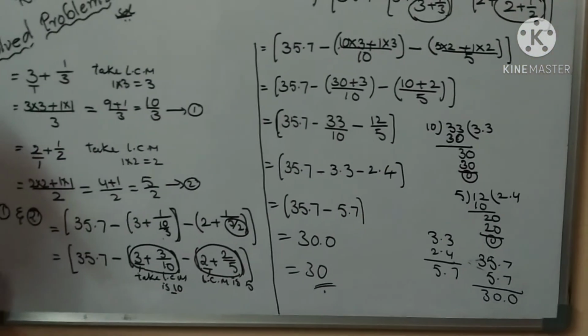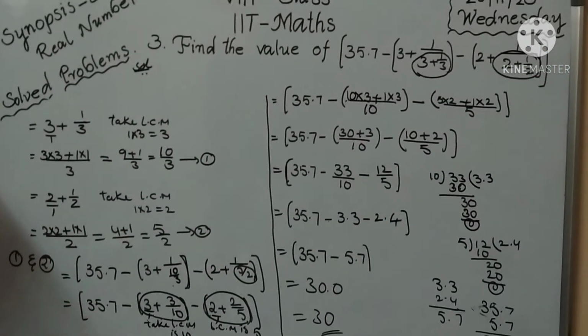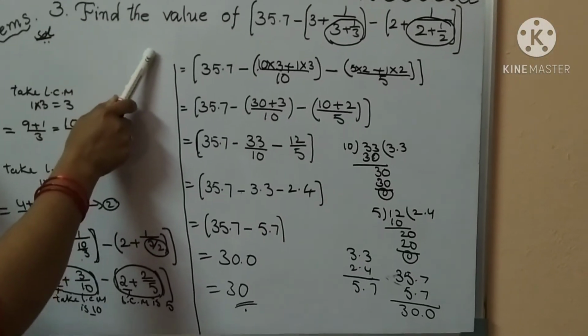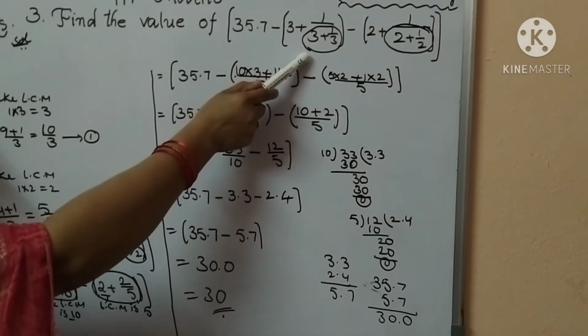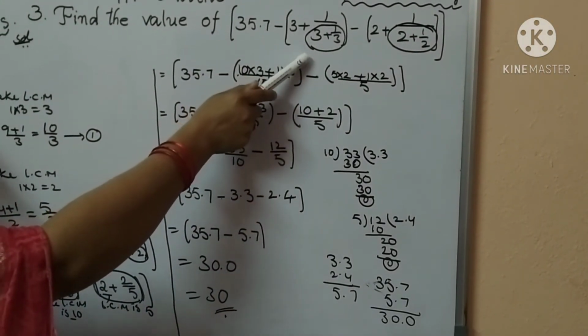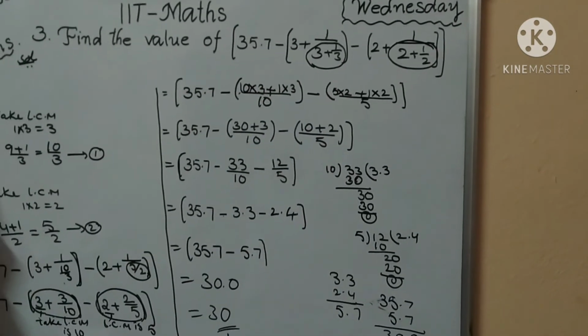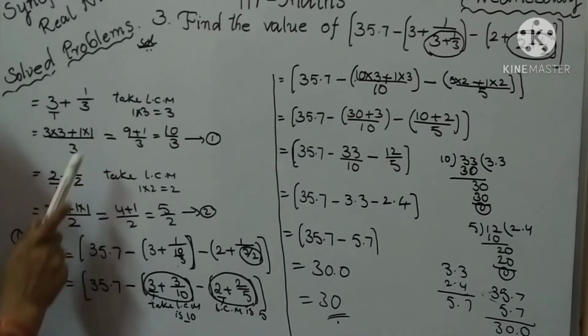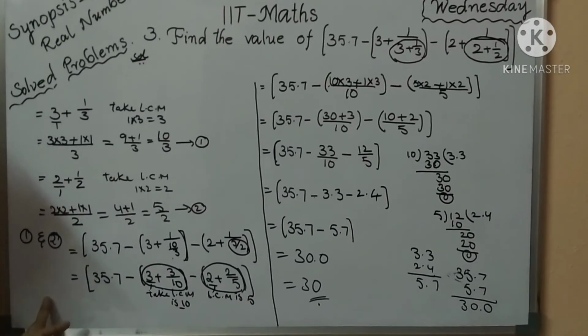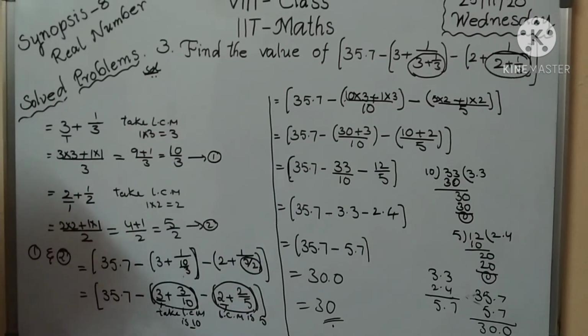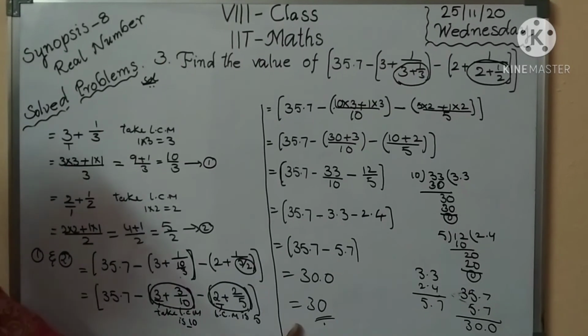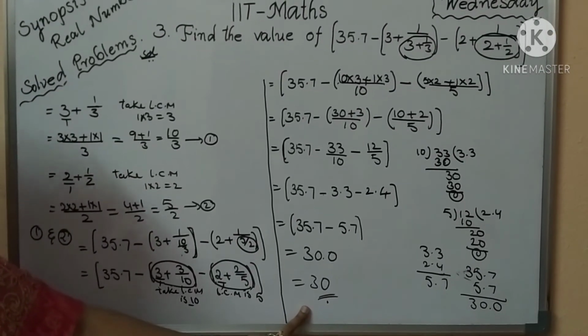Okay children, did you understand? First observe the problem. First change it to the simplest form. Here 3 plus 1 by 3 is there, so we have to take the two equations, 1 and 2, and substitute according to the problem. Okay children, then the value is 30. Okay.